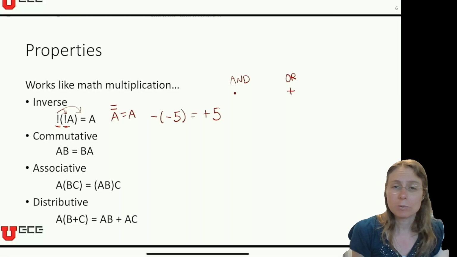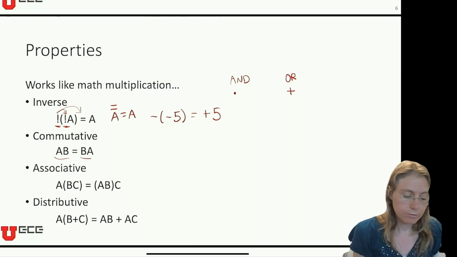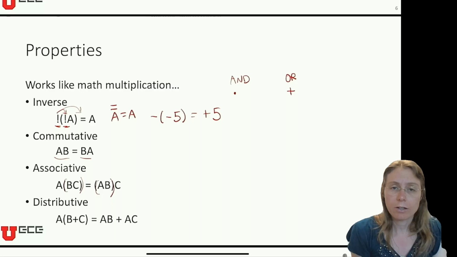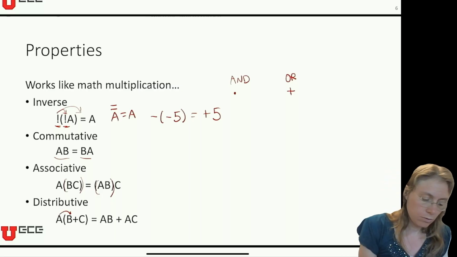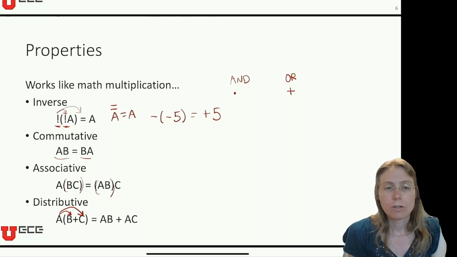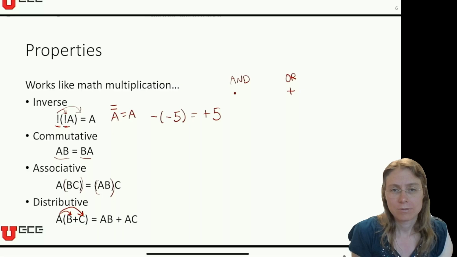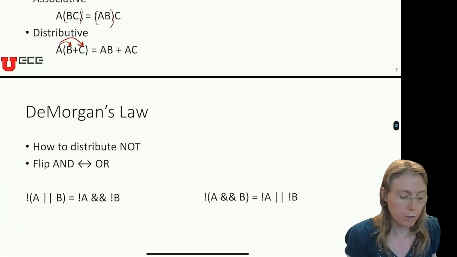And then just like multiplication, the order doesn't matter. And I can change where the parentheses are, just like in multiplication. And then distribution works like this, same as with multiplication, as you learned growing up. The one caveat is I can't just distribute a NOT like that. So that is where De Morgan's law comes in.